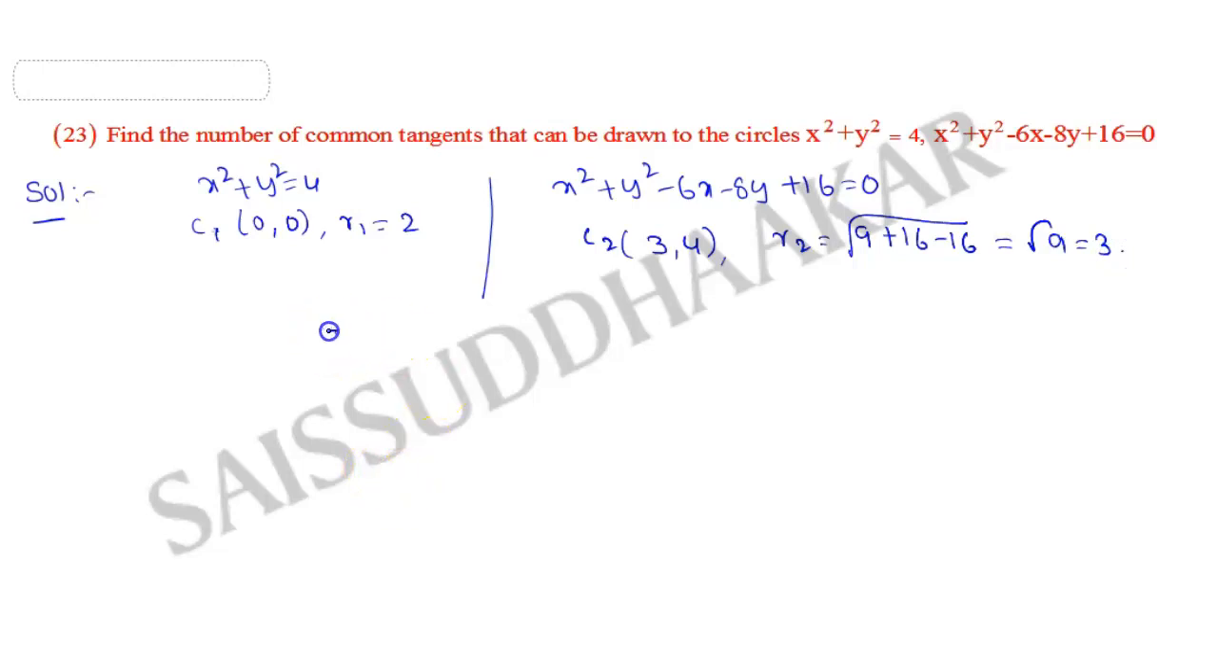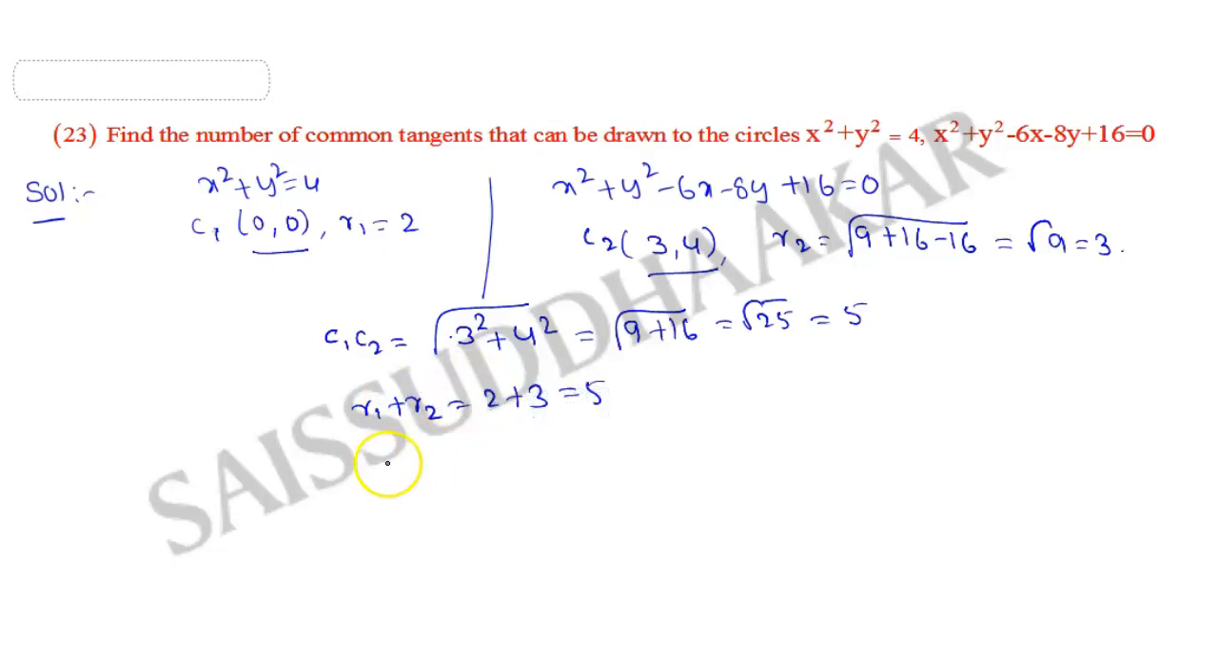Now I am finding the distance between the two centers of the circles. Between (0, 0) and (3, 4), the distance is root of (3 minus 0) whole square, that is 3 square, plus (4 minus 0) whole square, that is 4 square. This equals root of 9 plus 16, that is root 25, which is 5. R1 plus R2 is 2 plus 3 equals 5. So we conclude C1C2 equals R1 plus R2.